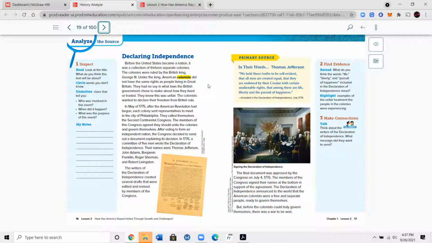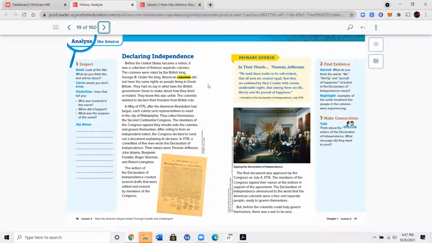Their names were Thomas Jefferson, John Adams, Benjamin Franklin, Roger Sherman, and Robert Livingston. The writers of the Declaration of Independence created several drafts that were edited and revised by members of Congress. Primary source, in their words, Thomas Jefferson: "We hold these truths to be self-evident, that all men are created equal, that they are endowed by their Creator with certain unalienable rights, that among these are life, liberty, and the pursuit of happiness." So this is a section that was written in the Declaration of Independence from July 1776.